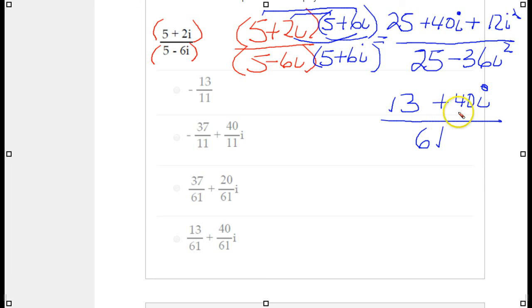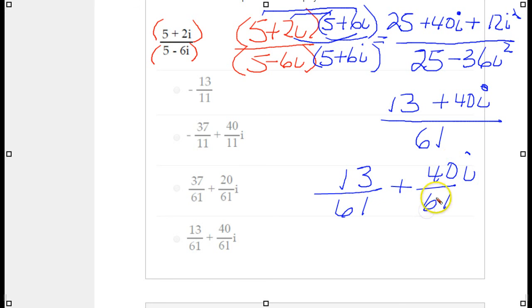Now, no example is written like this over here. This is not standard form, so I have to write it in standard form. 13 over 61 plus 40i over 61. And again, this is the work you need to show that you've used the conjugate and get this answer.